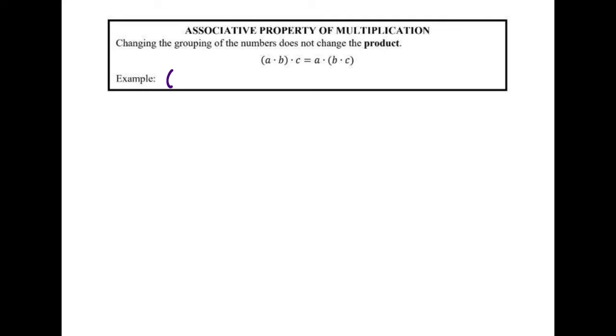Okay, so let's choose any numbers we want. We can just go 1, 2, and 3 if you'd like. And this time we're going to put 1 out in front and 2 and 3 in the parentheses.